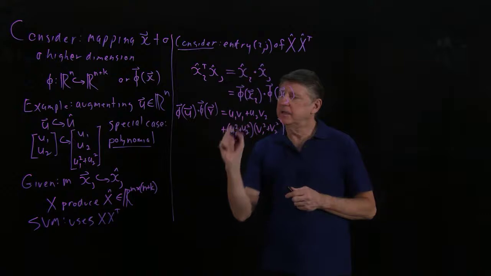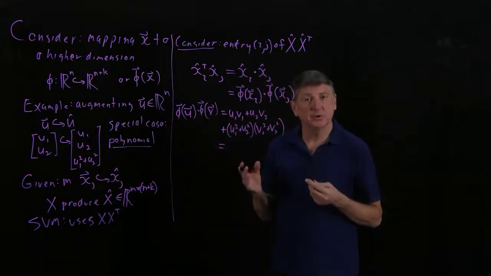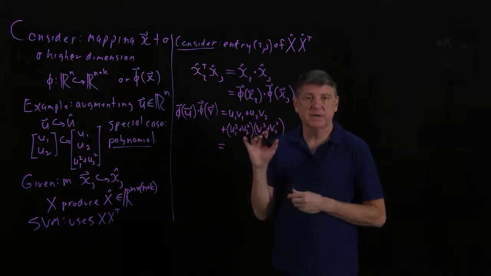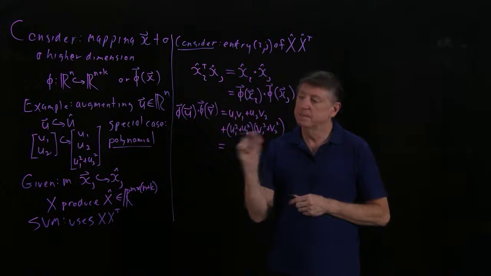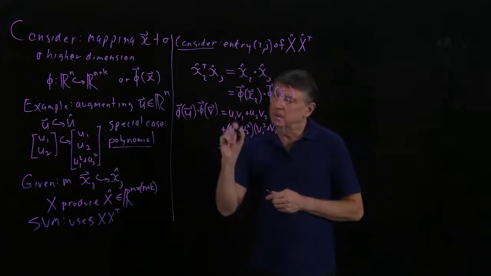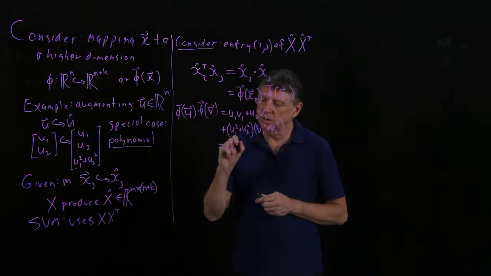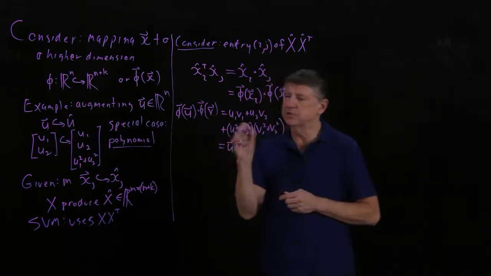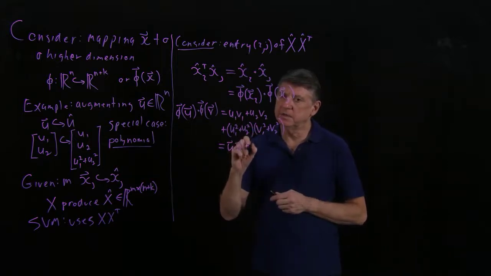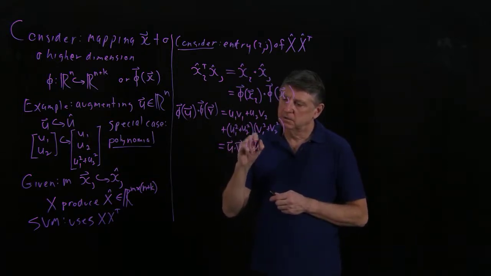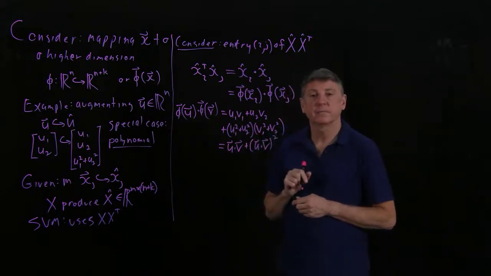And if we do some straightforward algebra, and I encourage you to take a break now and work out this algebra to confirm to yourself that this is what happens: u1 v1 plus u2 v2, that is u dot v. And then this term you can demonstrate is going to be u dot v, quantity squared.